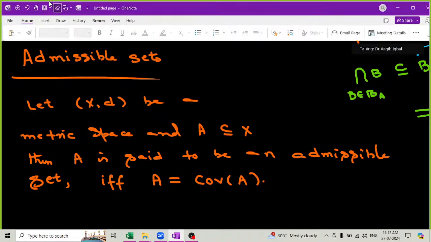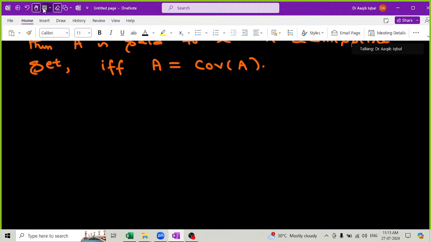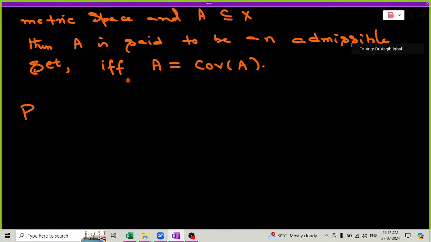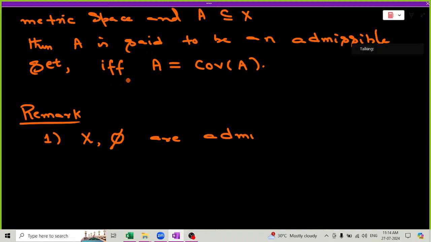इसके बाद एक नोटेशन आप रिकॉर्ड करेंगे, या पहले कुछ रिमार्क्स आप देखिए. हमने ऊपर देखा cover of X is X, so that means X is admissible. Cover of empty set is the empty set, so empty set is also admissible. This will be the remark actually. X and phi, the largest subset of X and the smallest subset of X, they are always admissible sets. ठीक है.